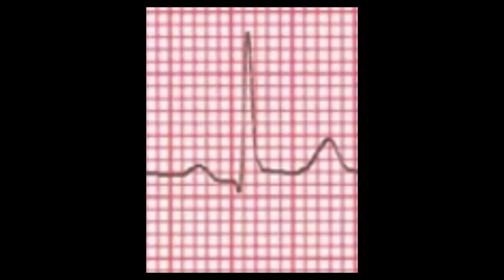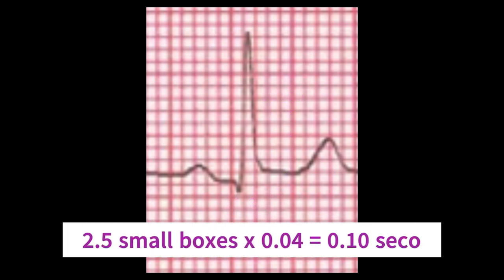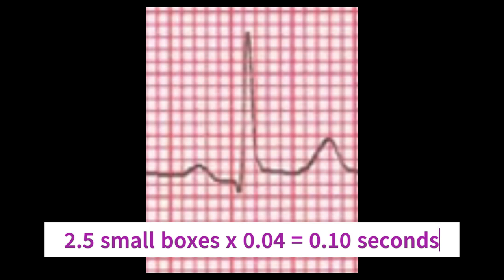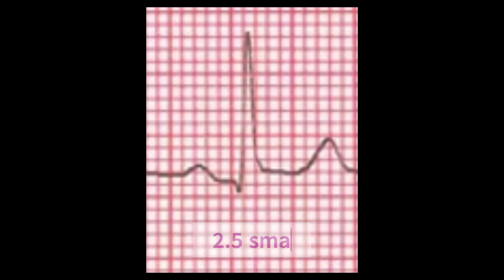We are now going to measure the QRS complex, which is the 5th step of an EKG analysis. Locate the start of the Q wave and the end of the S wave of your QRS complex. In this example, there is no S wave, so we end the measurement at the end of the R wave. In this example, we measure 2.5 small boxes for our QRS complex. Multiply 2.5 by 0.04 and we get 0.10 seconds for our QRS complex.